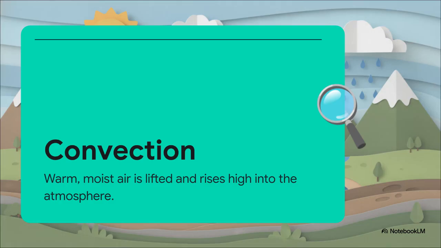But wait, how does that vapor actually travel upward? Well, that brings us to convection. Convection is simply the process where warm, moist air is lifted and rises high into the atmosphere via thermal updrafts. You can kind of think of these updrafts as massive, invisible elevators. As the sun bakes the Earth, that hot, vapor-rich air surges upward, carrying our invisible ocean higher and higher into the sky and pulling it far, far away from the surface.